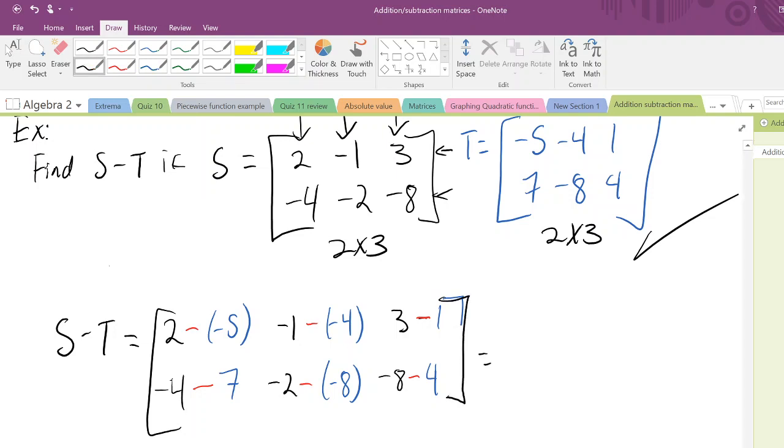So this is just going to be equal to 2 minus negative 5, so it's 2 plus 5. This is going to be 7, right? Because a negative and a negative. Then negative 1 minus negative 4, that's negative 1 plus 4, so it's just going to be 3. 3 minus 1 is 2. And then negative 4 minus 7 is negative 11. Then negative 2 minus negative 8, that's negative 2 plus 8, so this just becomes 6. And negative 8 minus 4 is just negative 12.